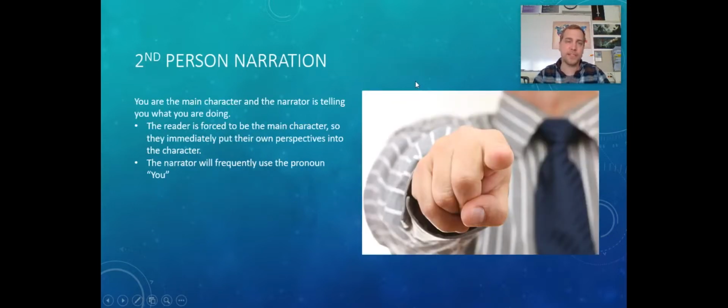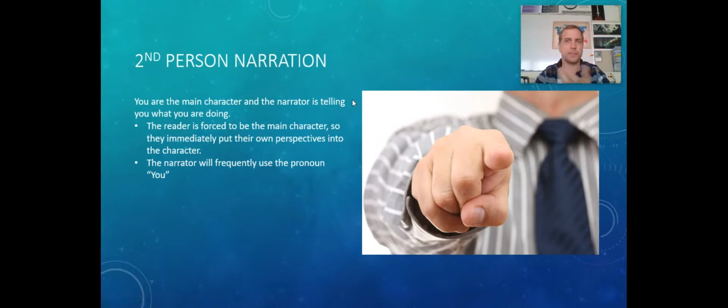Now, this next type, second person, is very rare, but it's coming up more and more often. In second person narration, the narrator is telling you what you are doing. The reader is forced to be the main character. They're immediately put into the perspective of that character. So the narrator will frequently use the pronoun you. And so it's like the narrator's pointing at you and telling you what you're doing.